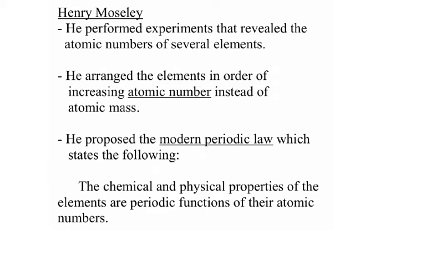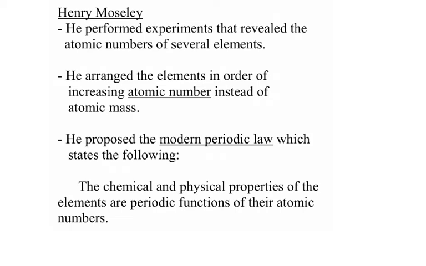The periodic table today, however, has been reorganized, and it's done according to atomic number instead of atomic mass. As you know, the atomic number has to do with the number of protons. Well, Henry Moseley, working in a lab, performed many experiments that allowed him to figure out the atomic number of several elements. And once he had these atomic numbers, he decided to rearrange the periodic table according to atomic number instead of atomic mass.